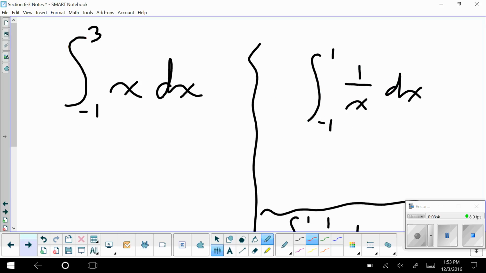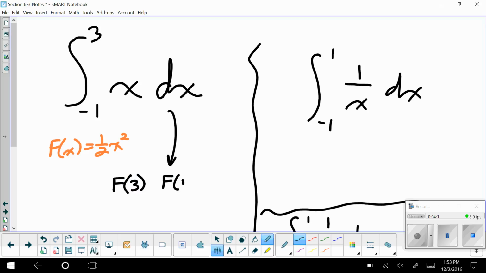So some other brief examples here. If I have the integral from -1 to 3 of x with respect to x, the antiderivative of x would be 1/2 x squared. So my integral would be the same as taking 3, plugging it into my antiderivative, plugging -1 into my antiderivative, and subtracting. And if I did that, plugging in 3 gives me 9/2. Plugging in -1 gives me 1/2. And that's going to equal 8/2, or 4.